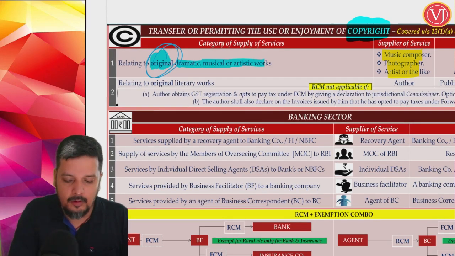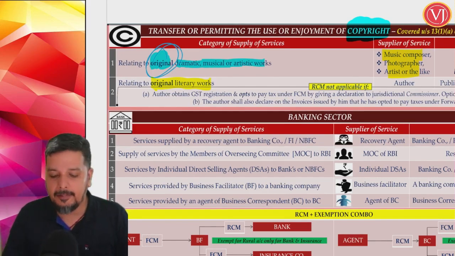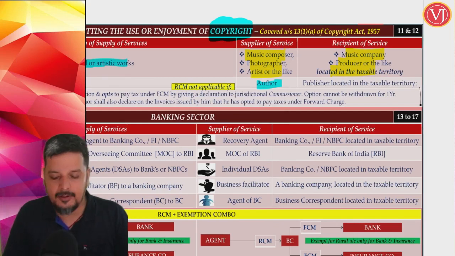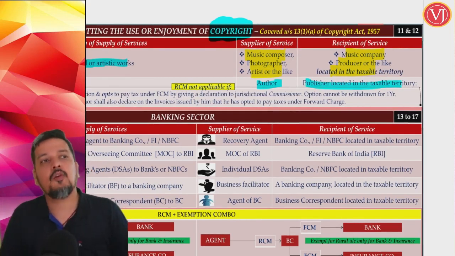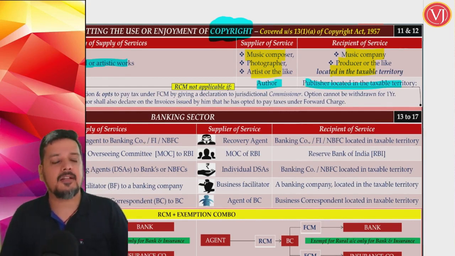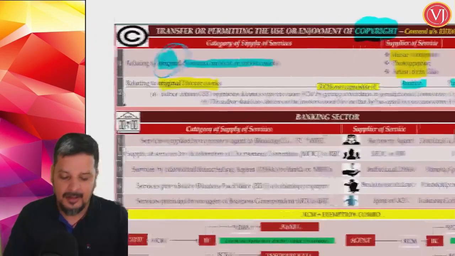Now, there is one more copyright service, original literary works, books. Who's the supplier? Author, book writer. Who's the recipient? Publisher. Who will pay GST? Normally publisher. But if author wants, he can go for FCM.